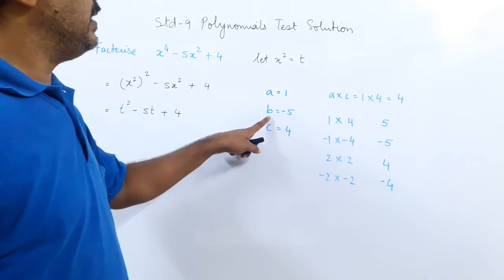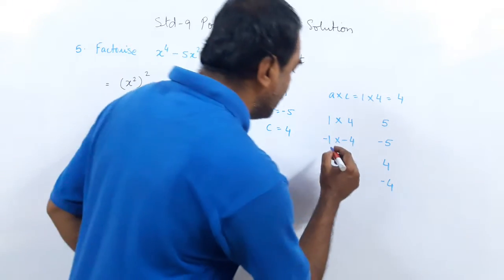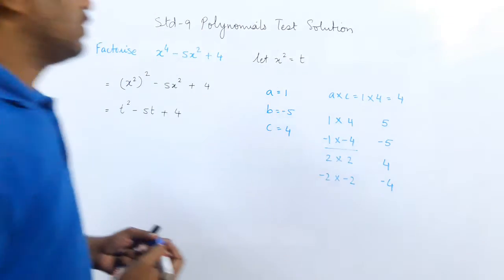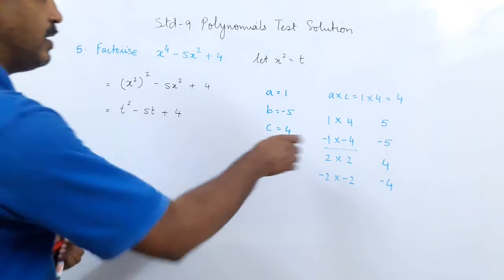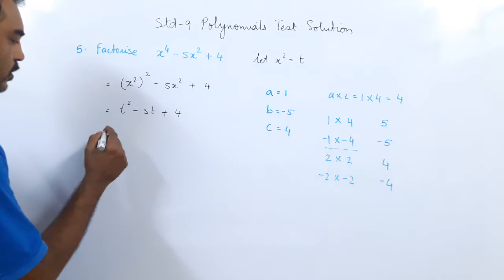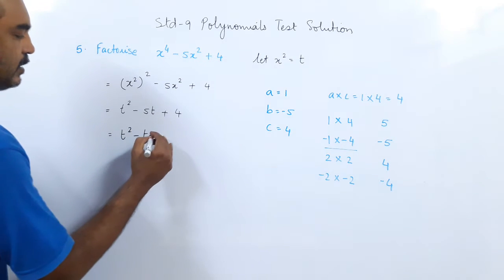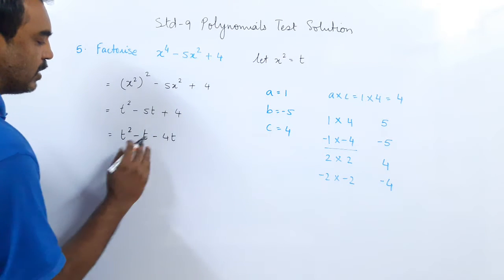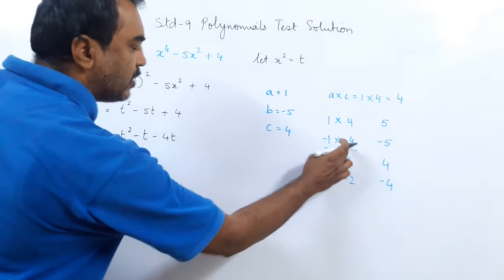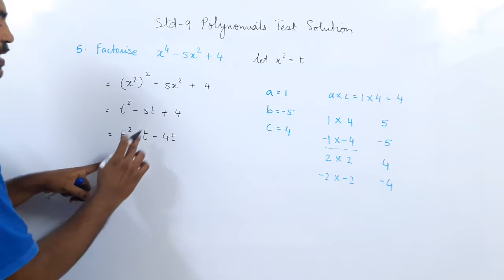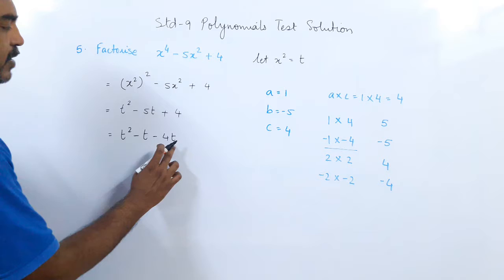And what is our b? Our b is minus 5. So we'll use the splitting as minus 1 and minus 4. So this will become t square minus t minus 4t. See, minus 1 minus 4. So I write minus 5t as minus t minus 4t.